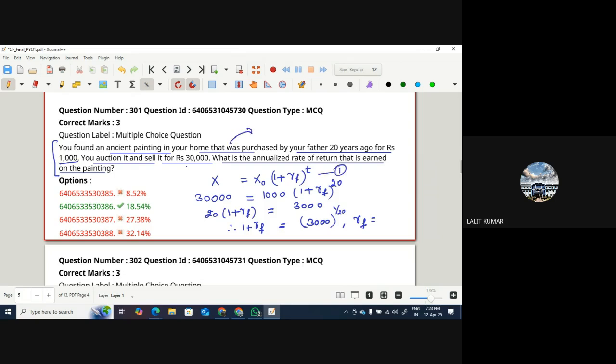Only in this catch is this is one formula. If they tell you that rate is continuously compounded, then what will this formula become? This will become X is equal to X0 into e to the power RF into 20. It's okay. Any question on this question? No, sir, got it. Okay.